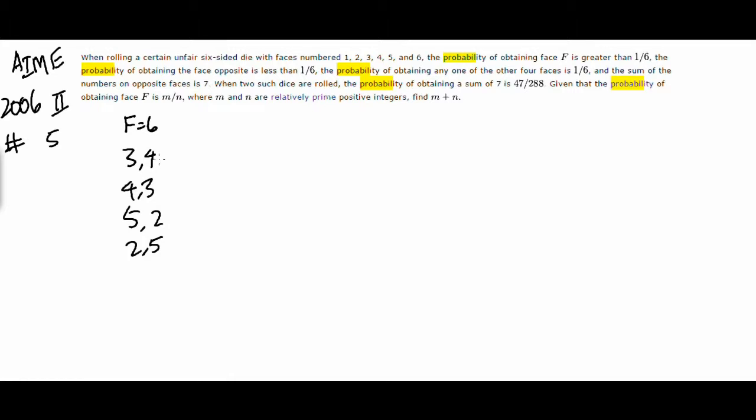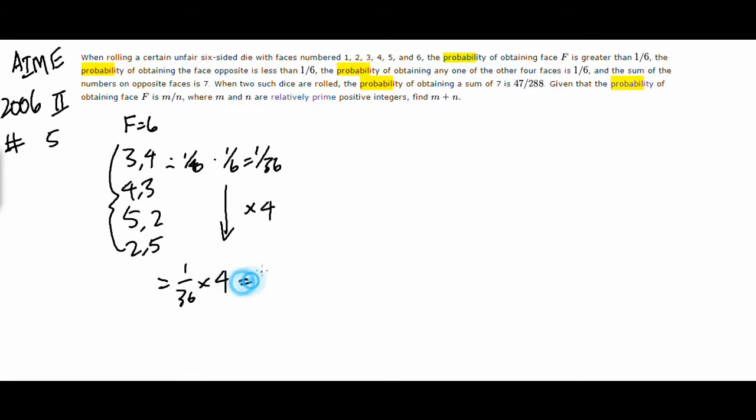Sorry, I have a cough. 3, 4, 5, and 2 all have a 1/6 probability of being chosen. So they're all equal to 1/6 times 1/6, which is equal to 1/36. When you multiply by 4, because you have to add all these probabilities together, the probability of getting a sum of 7 using these numbers is 1/36 times 4 equals 1/9.